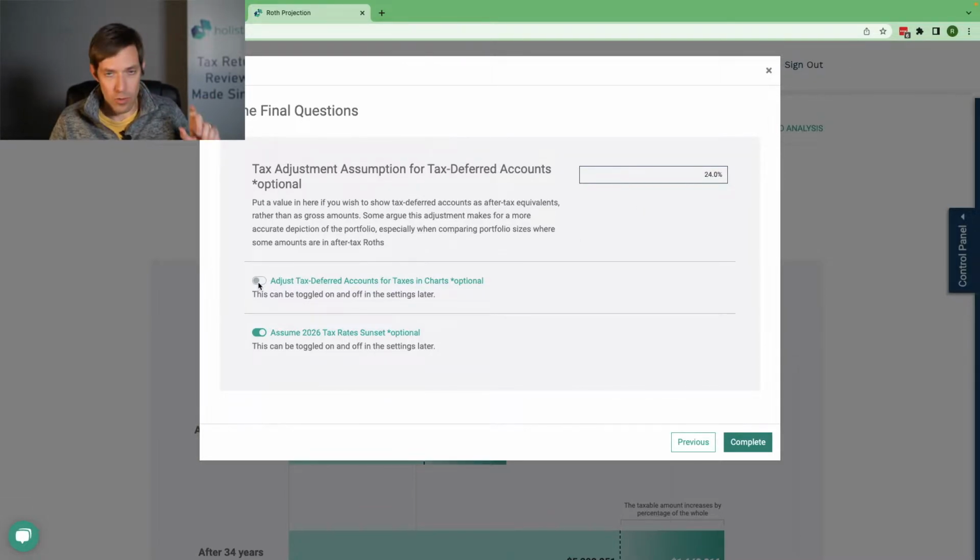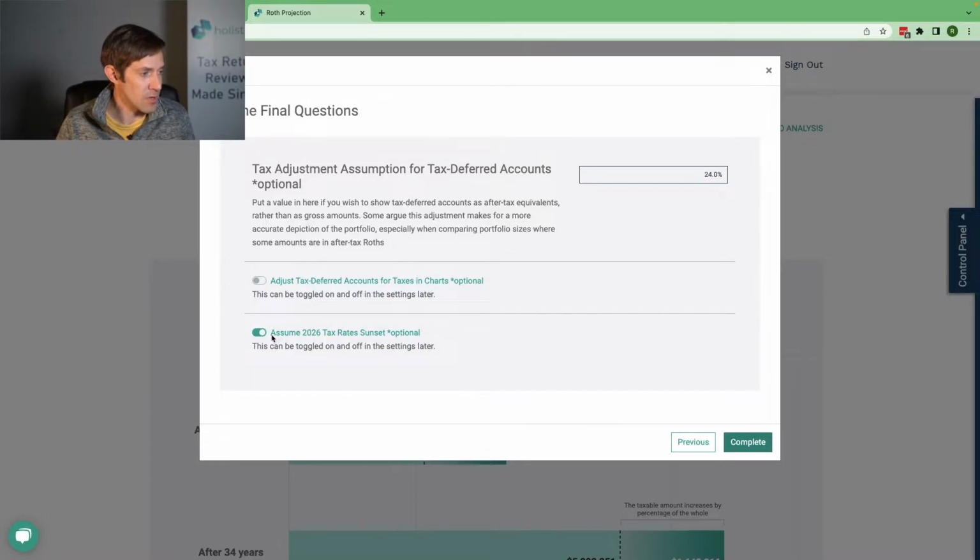And this little toggle, we can show that later, but when we run the whole projection, we actually create versions of the total account value with and without this adjustment on them. So you can kind of flip back and forth between both.